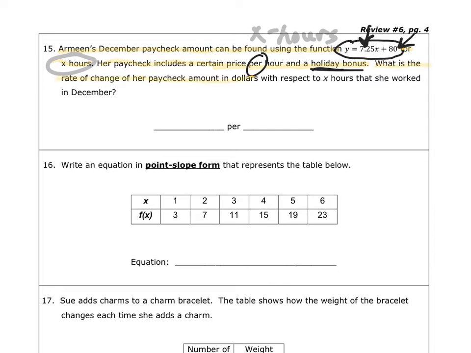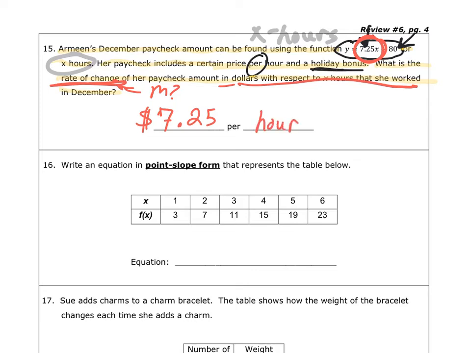What is the rate of change for her paycheck in dollars with respect to x hours that she's worked in December? Okay, now that's a lot of words that are saying some really simple stuff. What is the rate of change means what is the slope of her paycheck in the amount of dollars with respect to x hours that she works in December. This is them saying you have to be mindful of the units. And so we're focusing on the slope, which is 7.5. So I know it's 7, I said 7.5, I meant 7.25. So it's $7.25 per hour. That's what the respect to x hours means. Okay?